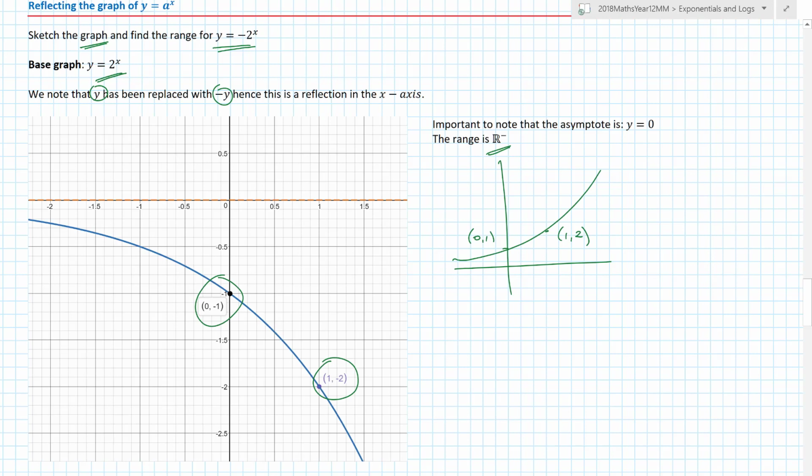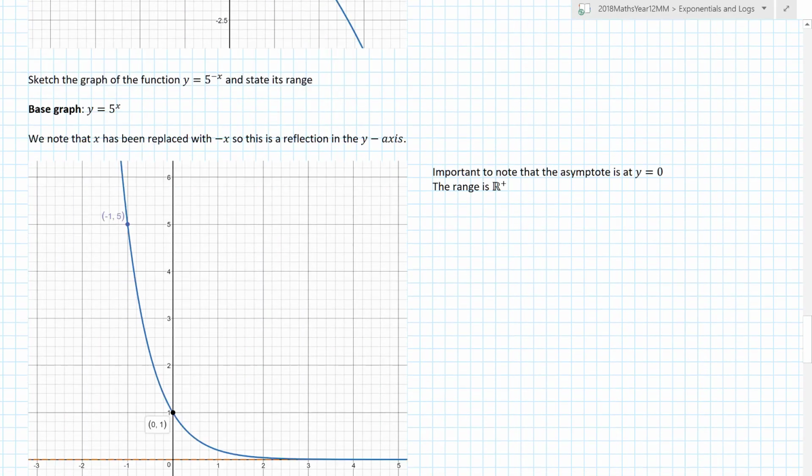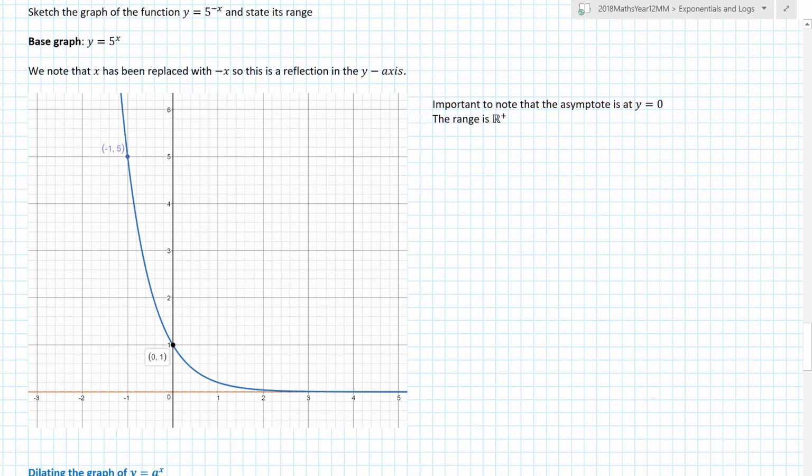Again, make sure you label all of your x, y, and your asymptote in this situation would have the equation y equals 0. Yeah, all right, happy with that? Reflecting is lovely. Last one, sketch a graph of this function and demonstrate its range.